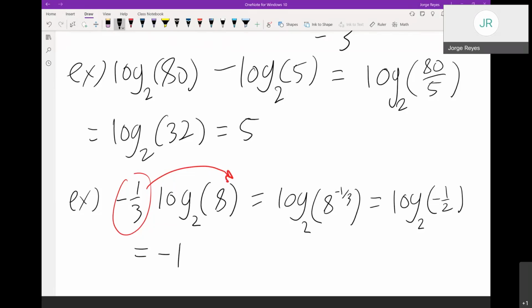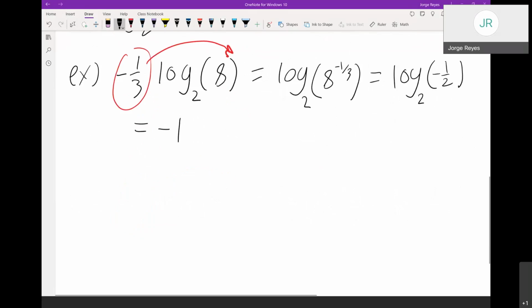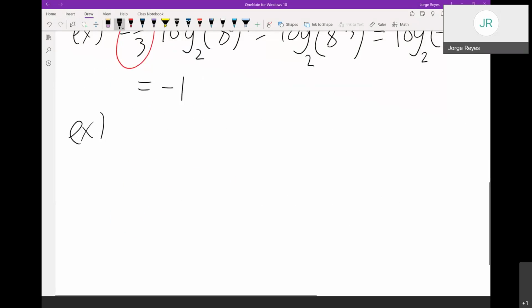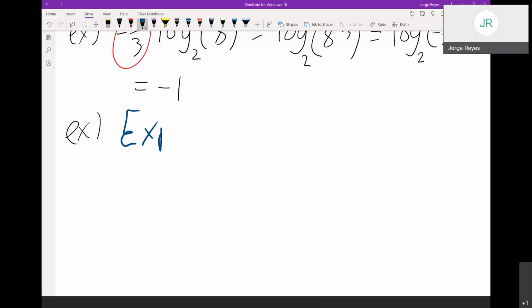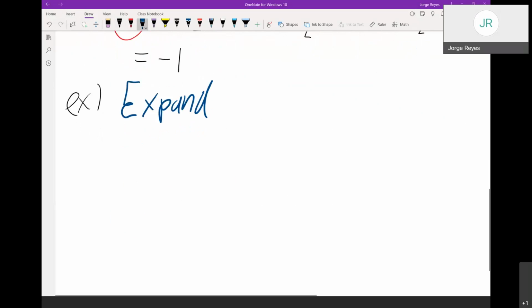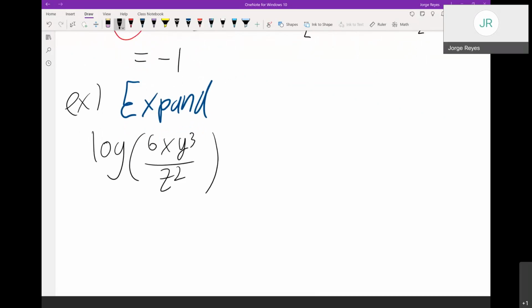laws of logs. The real questions you will get on exams and homework are basically of two styles. You're going to get either expand or combine. So let's start with the expand kind of questions. What this will be like is you'll receive a log with a whole bunch of stuff on the inside. So here we go. This is a log, and your goal is to expand it so that there's only a single thing inside of each little log.